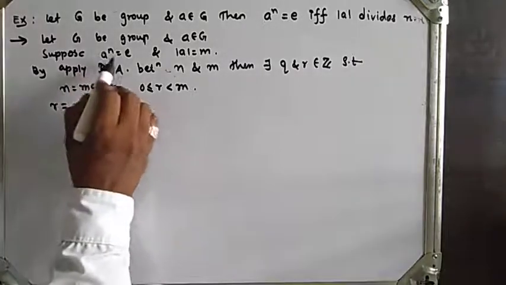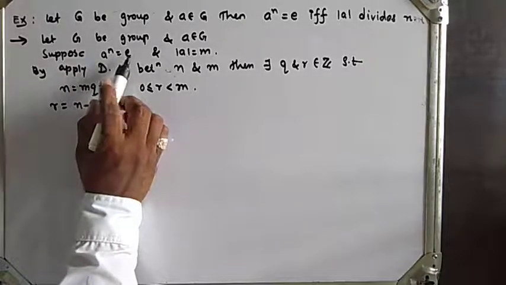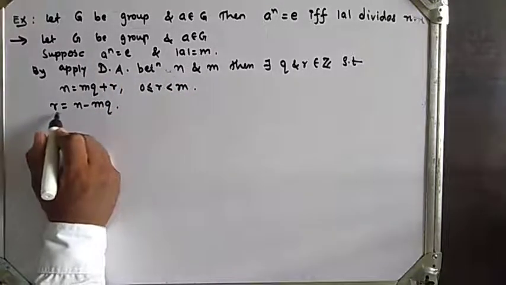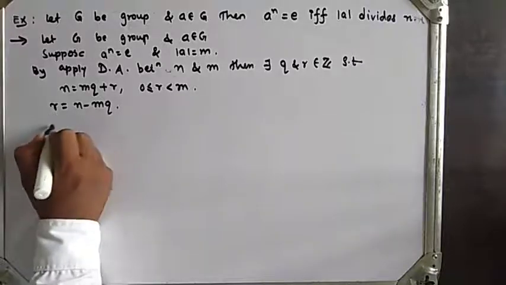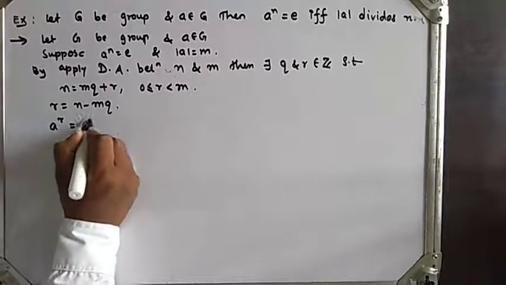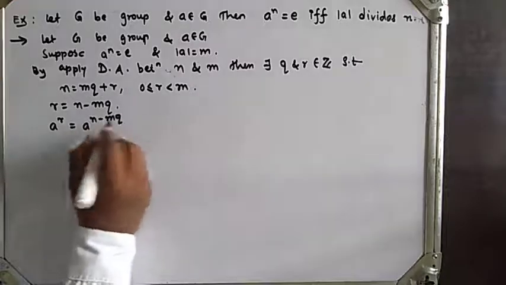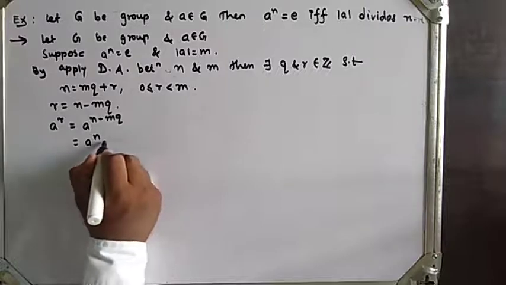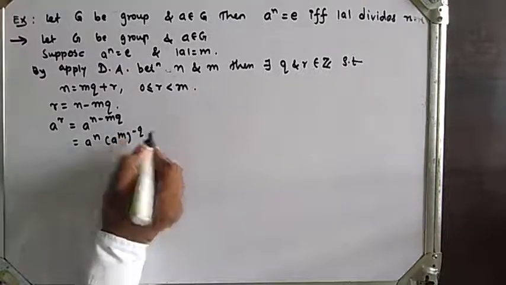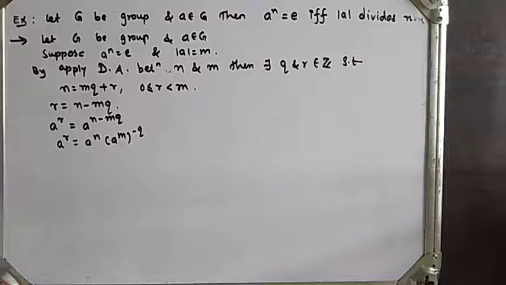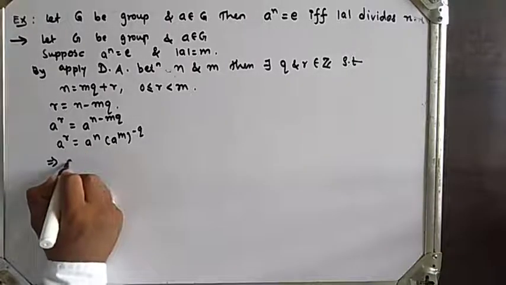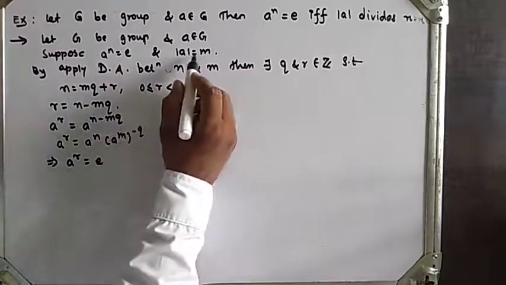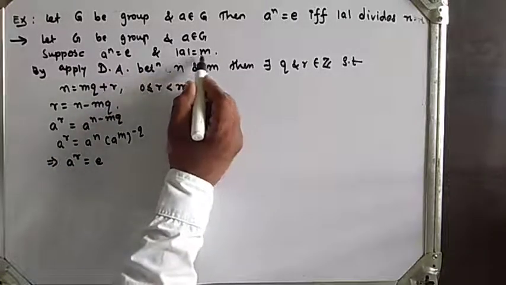So here A raised to n is equal to identity, and I will assume order of A is equal to m. So here I will take base A, so A raised to r is equal to A raised to n minus m q. So I will separate this. So we will get A raised to n into A raised to m raised to minus q. So here A raised to r is equal to, so A raised to n is identity, and here I have assumed order of A is equal to m.